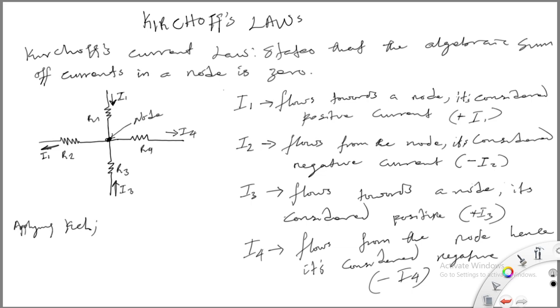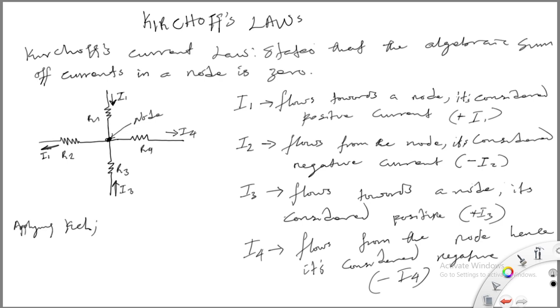It can also be stated that the sum of incoming currents, like I1 now is an incoming current, is equal to the sum of outgoing currents. The sum of those coming in, like I1 and I3, is equal to the sum of outgoing currents, that's I4 and I2. So this is what KCL is basically talking about: the algebraic sum of currents in a node is equal to 0.